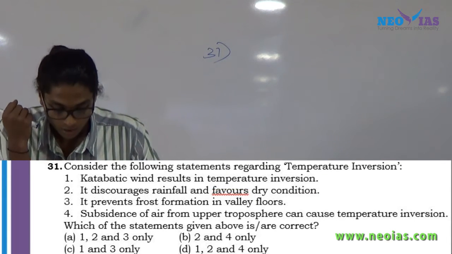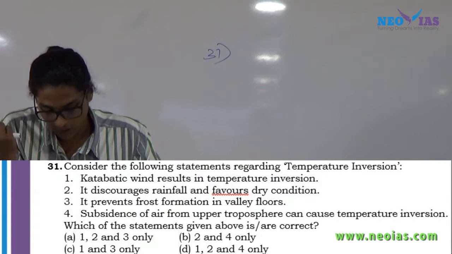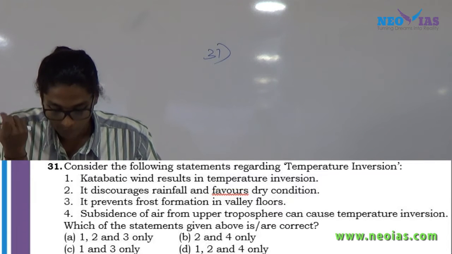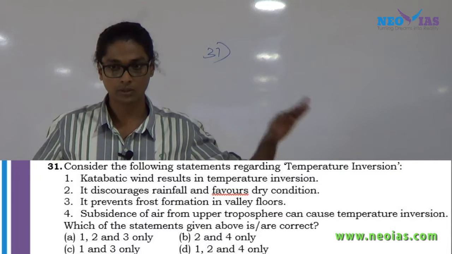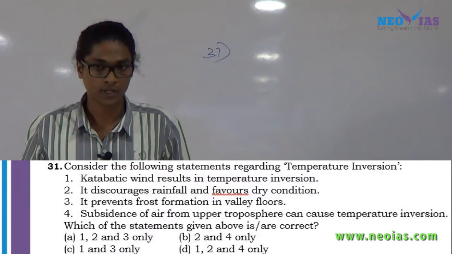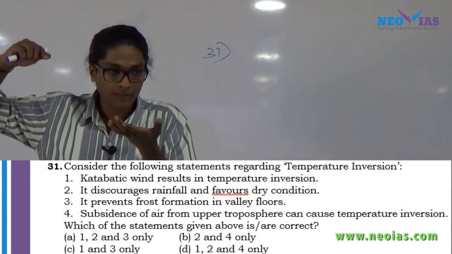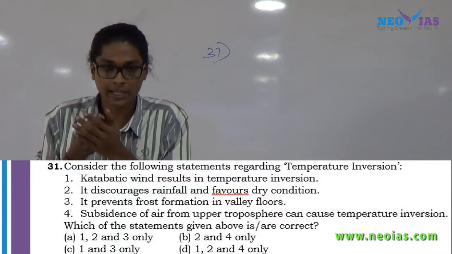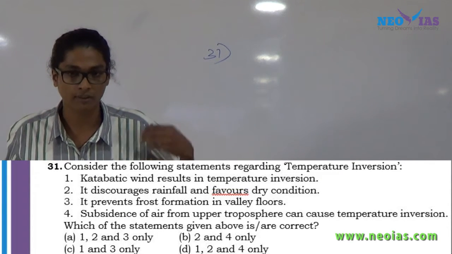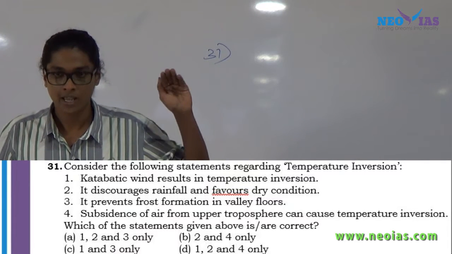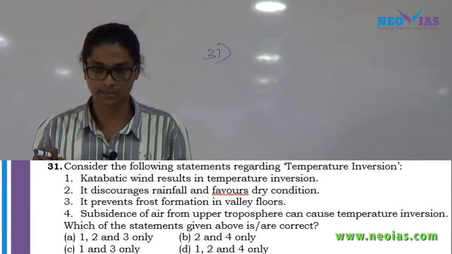Okay, just go through these statements. If you go through the third statement, it prevents frost formations in valley floors. If you have followed the class, you will understand that it is utterly wrong. In the valley bottoms, due to the temperature inversions, the cold air will come to the valley bottoms and the temperature will go below freezing point, resulting in the formation of frost. Okay, so that the humans avoid settlements in the valley bottoms. We have discussed all these things in the class.